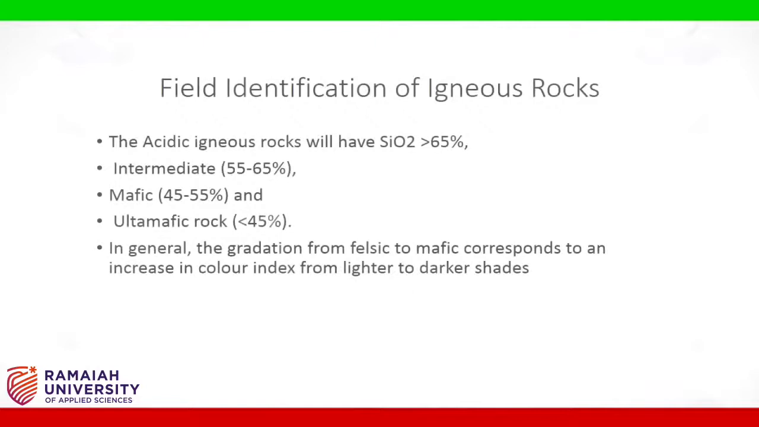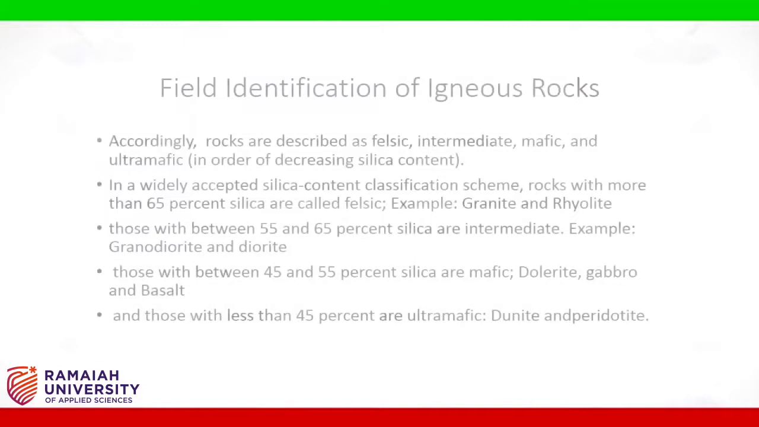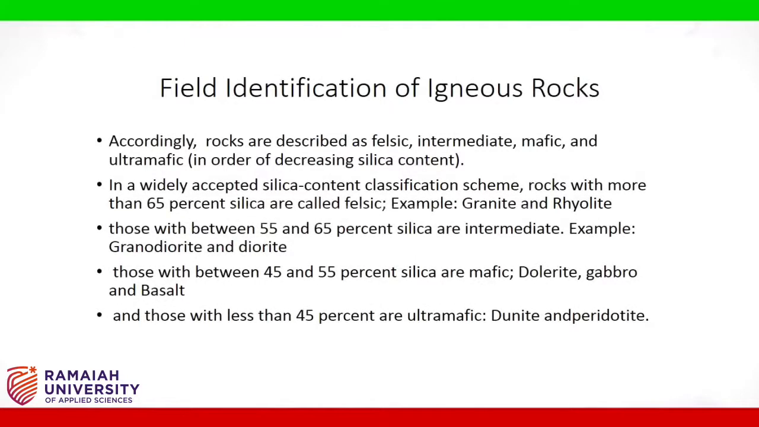The acidic igneous rocks will have SiO2 greater than 65%, intermediate 55 to 65%, mafic 45 to 55%, and ultra-mafic rock less than 45%. In general, the gradation from felsic to mafic corresponds to an increase in color index from lighter to darker shades. Accordingly, rocks are described as felsic, intermediate, mafic, and ultra-mafic in the order of decreasing silica content.